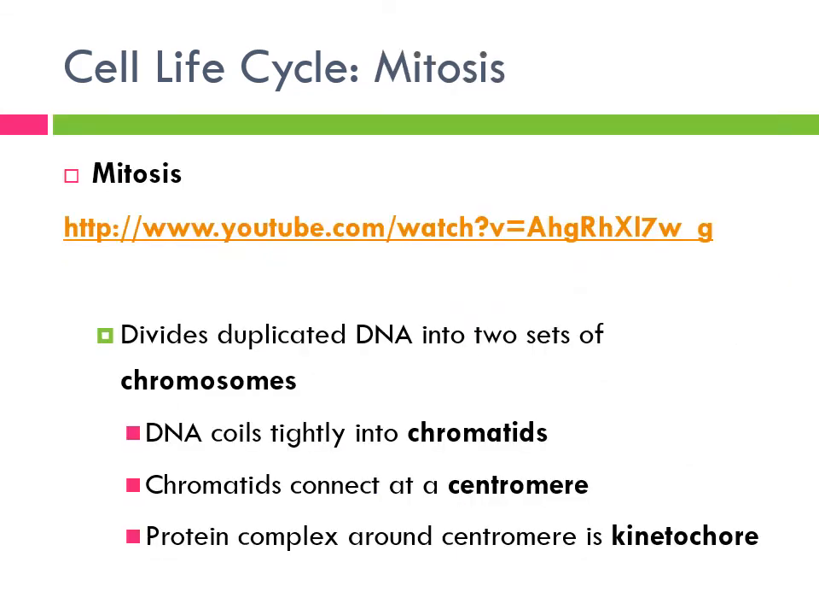Here's a little video you can watch on mitosis. The duplicated DNA divides into 2 sets of chromosomes. Chromosomes are DNA that are coiled tightly into chromatids, and the chromatids connect in the center at what's called the centromere. And around the centromere, we have this protein complex called the kinetochore.